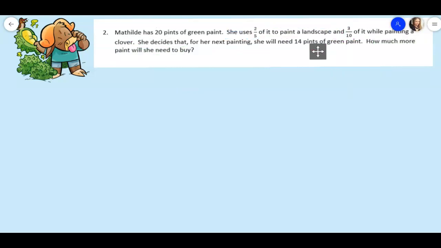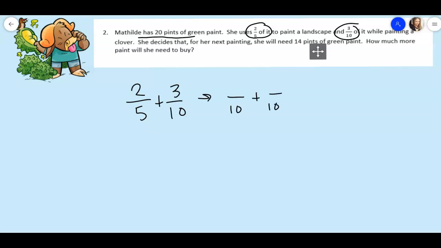Another way you could solve this, like we did with the cereal question, is we can combine the 2 parts together right away. So it says that she has 20 pints of green paint and she uses 2/5 of it and 3/10 of it. So right away we could add these fractions, 2/5 plus 3/10. We're going to want to make sure that we find a common denominator, 10, and 5 goes into 10 2 times, so we have to do that to the top to get our new numerator. And when we add these together, we have a total of 7 tenths.